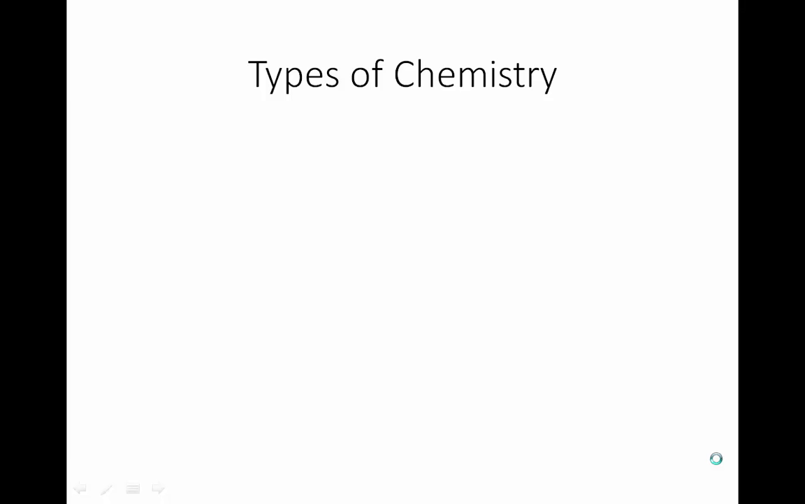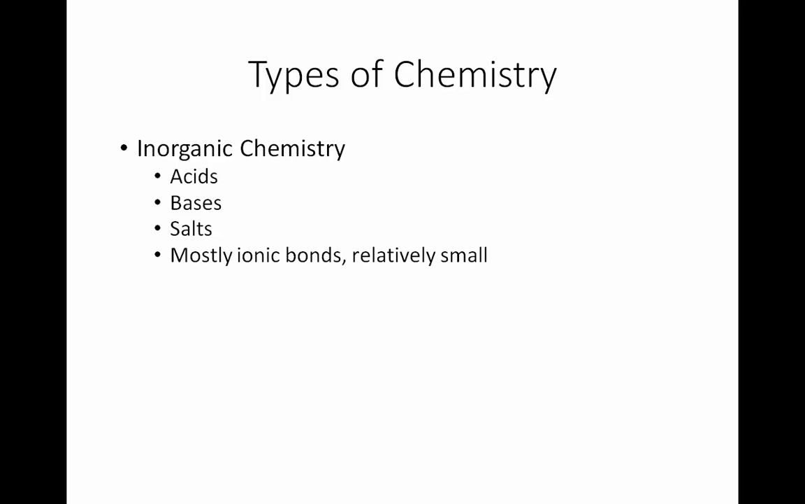There are two major branches of chemistry. One branch is inorganic chemistry. Inorganic chemistry deals with acids, bases, and salts. For the most part, compounds studied in inorganic chemistry are ionically bonded, and they're all relatively small molecules. Now, there are some exceptions to the ionic bond. Water and carbon dioxide are both covalently bonded, but they are inorganic molecules.